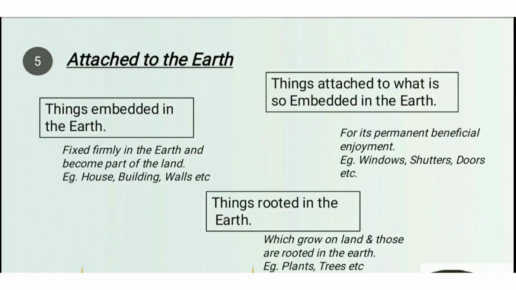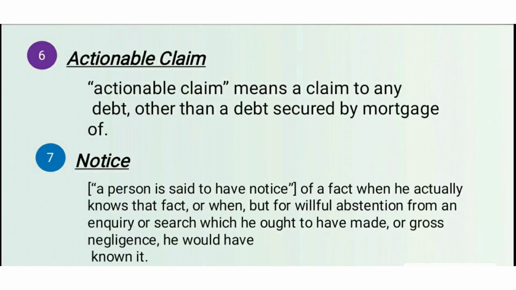So now, what is attached to the earth? See guys, for attached to the earth, there are three important components. First, things embedded in earth, which I have already explained, for example houses, buildings and all. Second, things rooted in the earth, for example plants, trees and all. And the next one is things attached to what is embedded in the earth, for example windows, shutters, doors. It's not the building, but the components attached to that building come under attached to the earth.